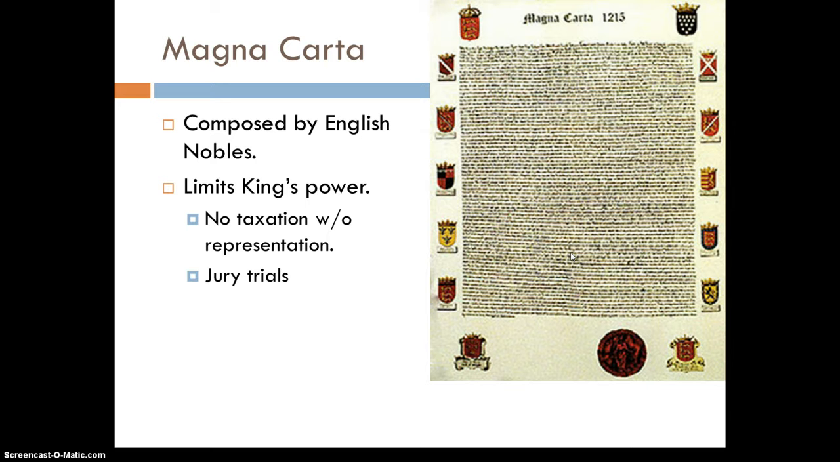In the document, they forced the king to agree that he could no longer raise taxes without conferring with the nobles first. And this is the idea of no taxation without representation. This is the document that gives birth to parliament and congresses throughout the world.